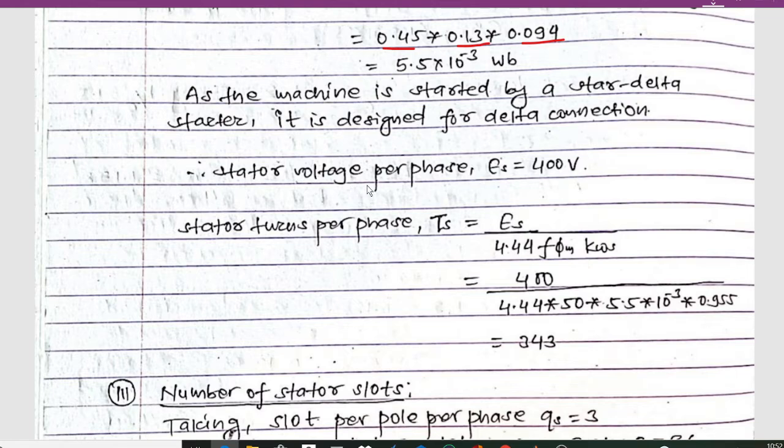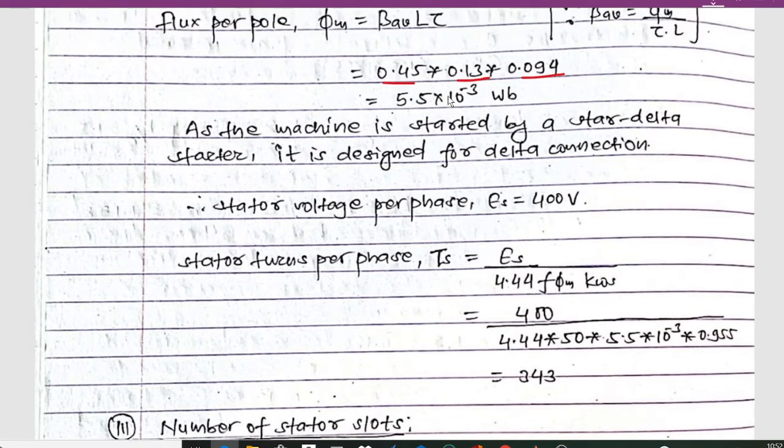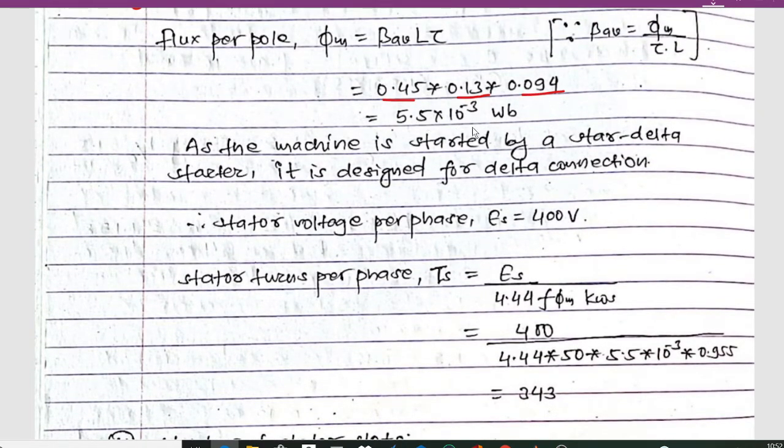So here we have the stator voltage, and you can see phi m is 5.5 into 10 to the minus 3 webers. As the machine is started by star delta starter, it is designed for delta connection. So the stator voltage per phase will be 400 volt.